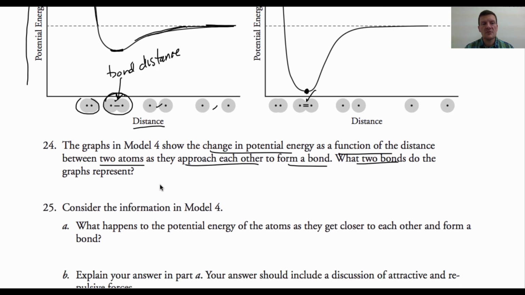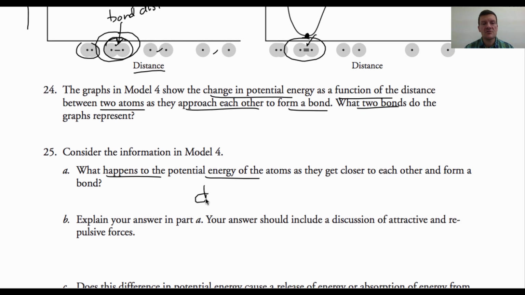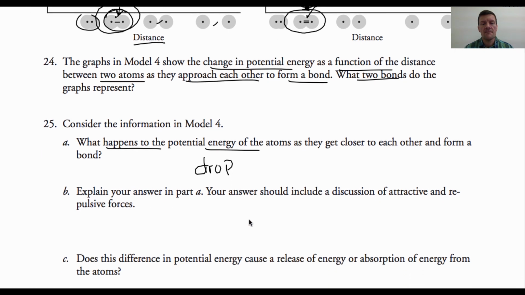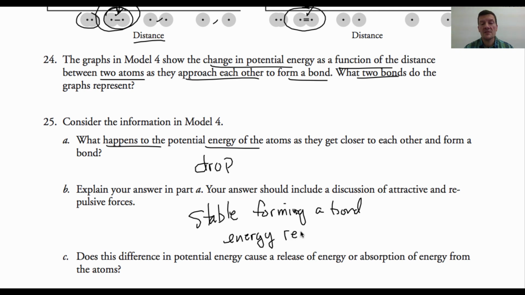What two bonds do the graphs represent? We've got our single bond and our double bond. What happens to the potential energy of the atoms as they get closer to each other and form a bond? The potential energies drop. Okay? And they drop because, why? They're becoming more stable, forming a bond. Energy is released. Remember, energy is released when you form a bond, okay?